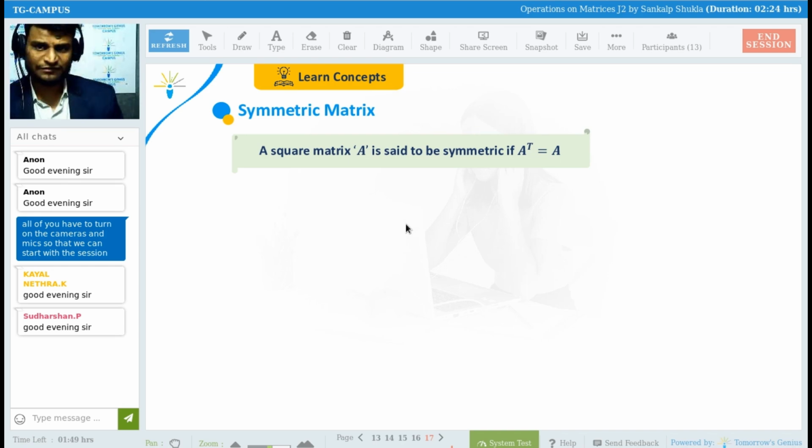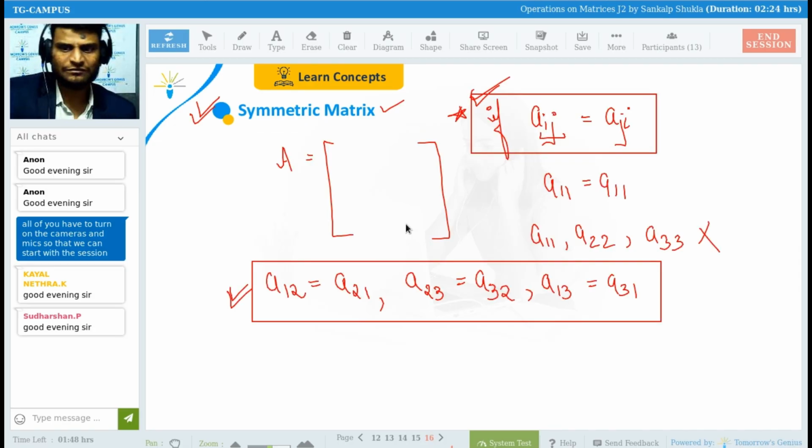In other words, in terms of definition, if a square matrix is there, we can find the transpose first. Obviously, we know how to find the transpose of a matrix. So we can directly find the transpose, and if that transpose is equal to A, then the matrix is said to be symmetric. Eventually, this is the only condition that I am talking about.